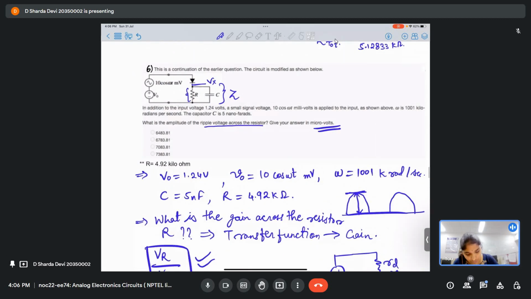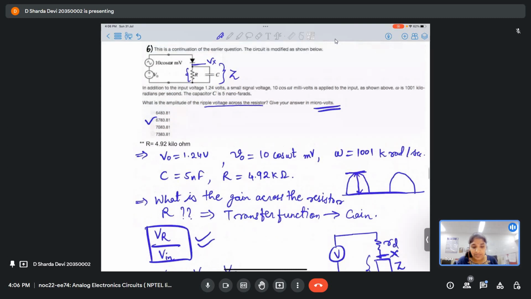This is your option B. Understood? Any questions? Any queries regarding this particular problem? Hope this problem is clear.